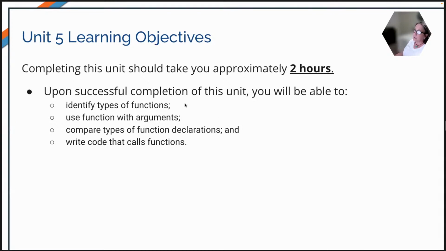What are we going to do this unit? Well, first of all, this unit isn't a huge unit, but it should take you approximately 2 hours to complete. When you successfully complete this, you should be able to identify types of functions, use functions with arguments, compare types of function declarations, and write code that will call a function.